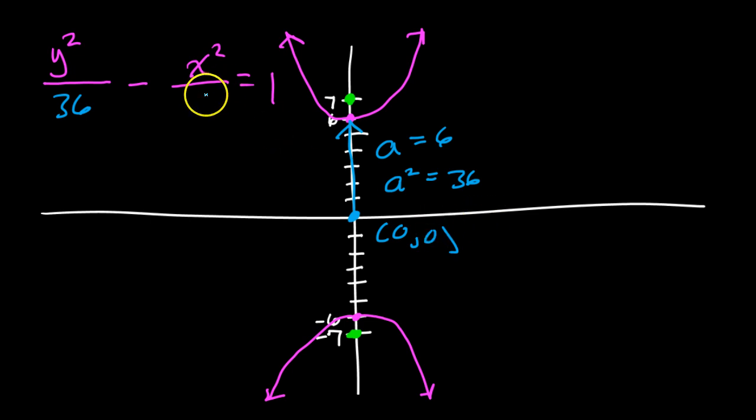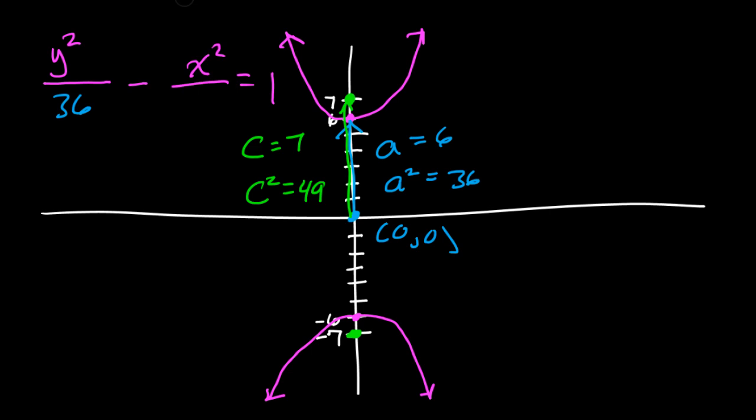Now, finding b is going to take an extra step. Because we have the a value, and indirectly we have the c value also. The c value is the distance from the center to a focus. So we know that the c value is 7, which means that c squared is 49. So we have a squared and we have c squared.